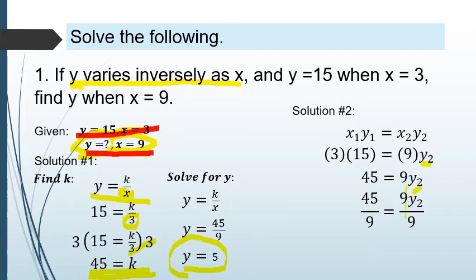Ito mawawala. Pwede na natin i-cancel. So, matitira na lang y sub 2. 45 divided by 9, that is 5. 5 is equal to y sub 2, or the value of y sub 2 is 5. So, as you can see, pareho ang nakuha nating sagot. So, any of the two will do. Pero nga, kung ang gagamitin natin is yung way ng inverse variation, so mas maigi na gamitin ito. Okay?